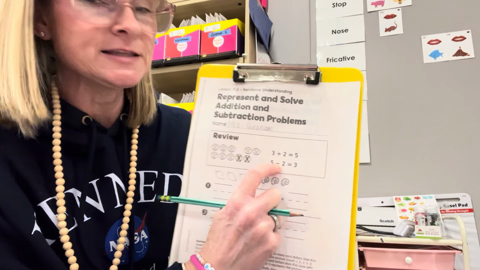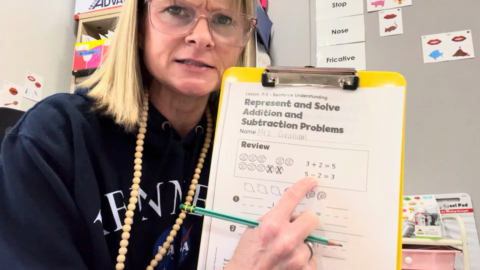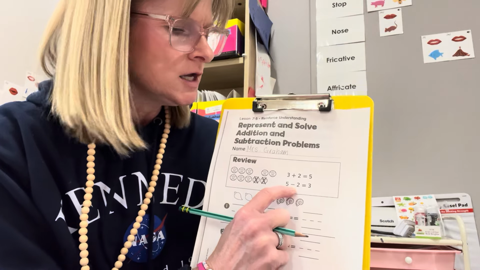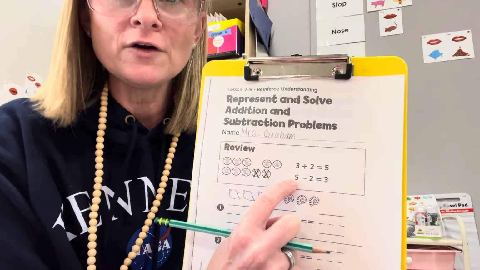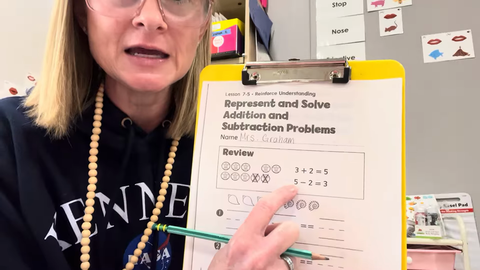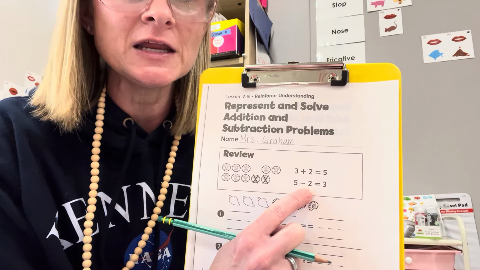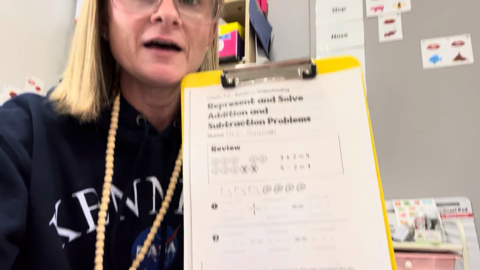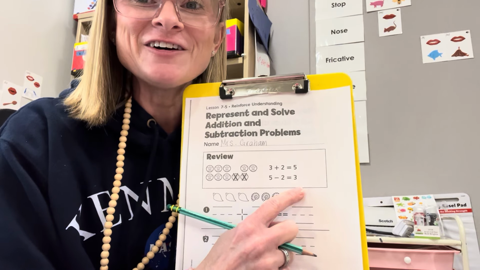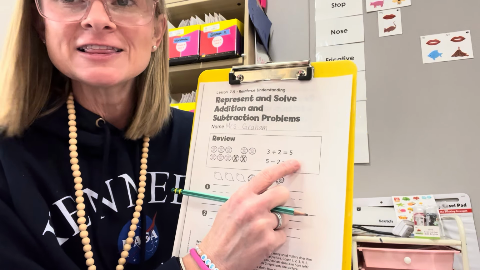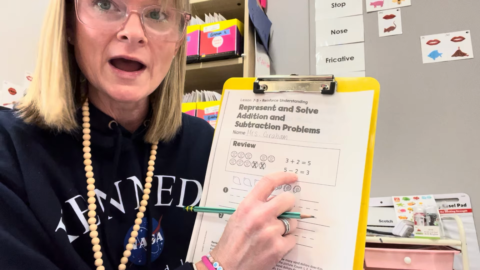Down here, we see Linus the minus. Remember, Linus the minus likes to steal things. He takes away. So we see our bigger number first. We always start with the big number. Minus however many we take away equals the difference. That means how many are left over after you've taken away.